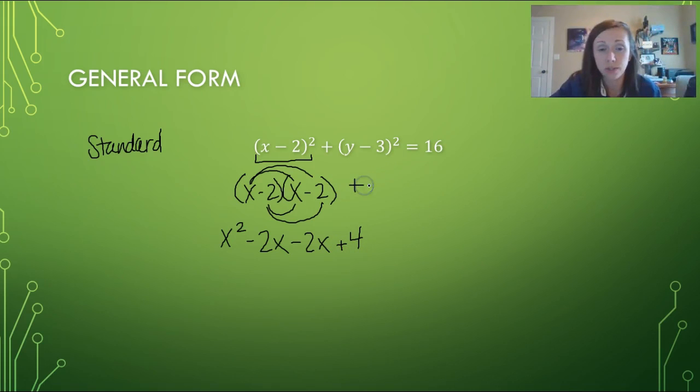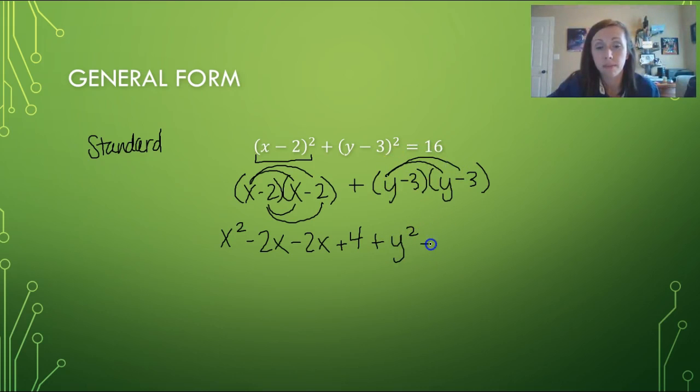Then we can do the same process for the second binomial, the y minus 3. If we're going to square it, we can write it twice. So we end up with y squared minus 3y, another minus 3y, and then a plus 9. So you might remember the patterns that occur.